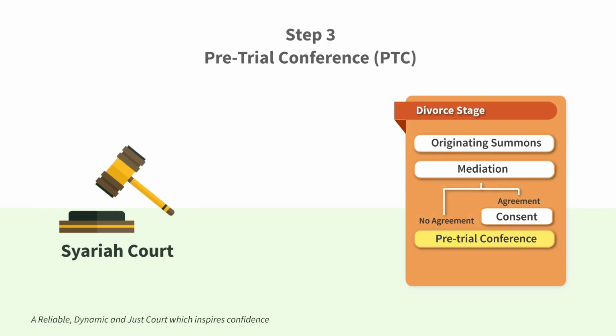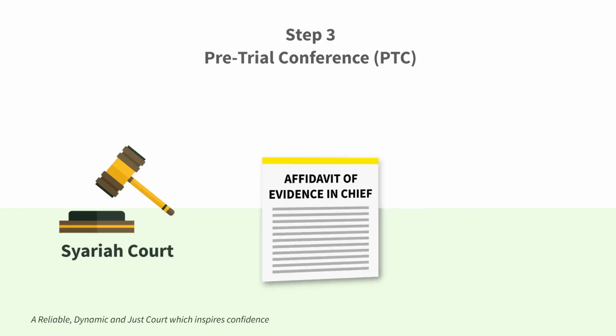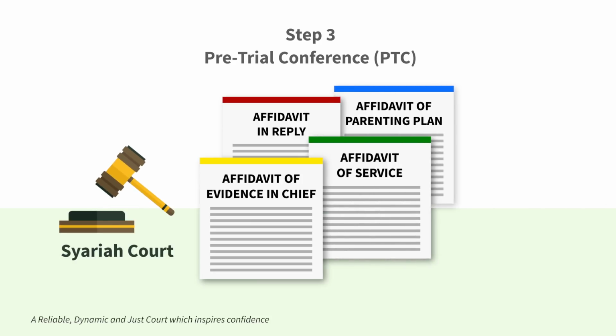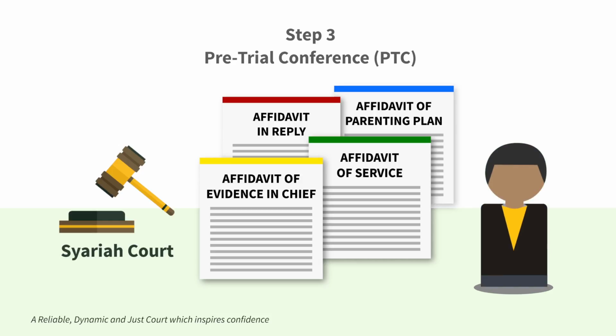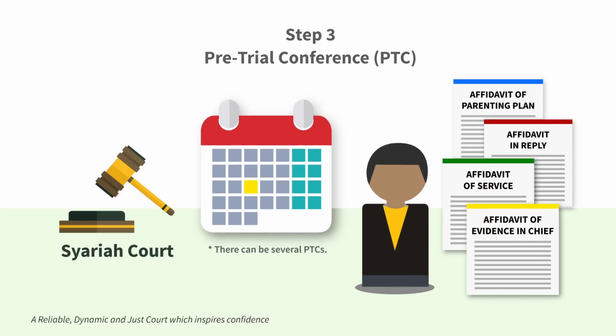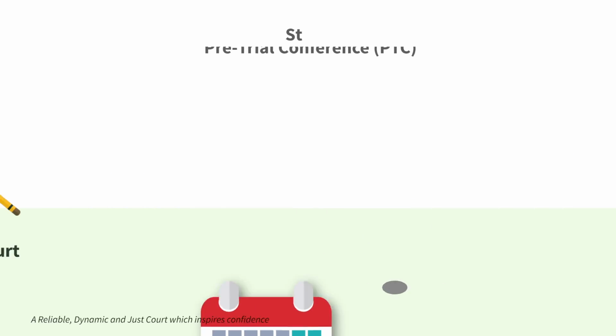At pretrial conference, or PTC, the court will direct parties to file the necessary documents and information in court to prepare for the hearing of your case. If you have engaged a lawyer, your lawyer will attend PTC on your behalf. You will be given a hearing date only after you have complied with all directions of the court.